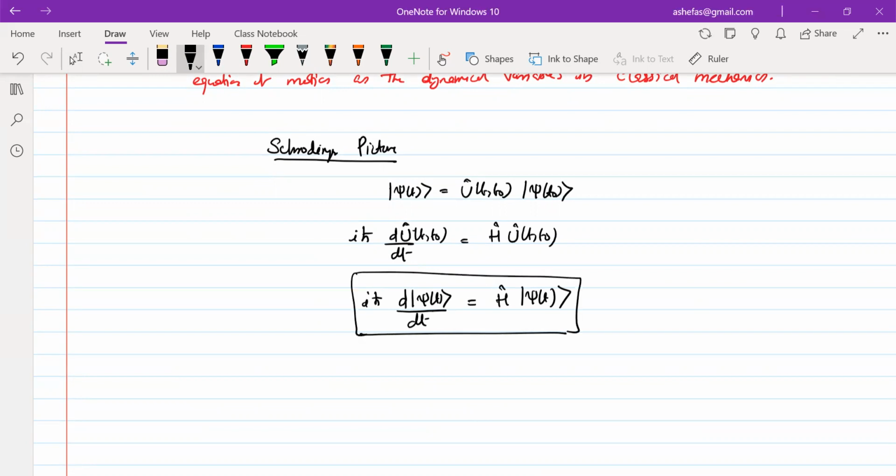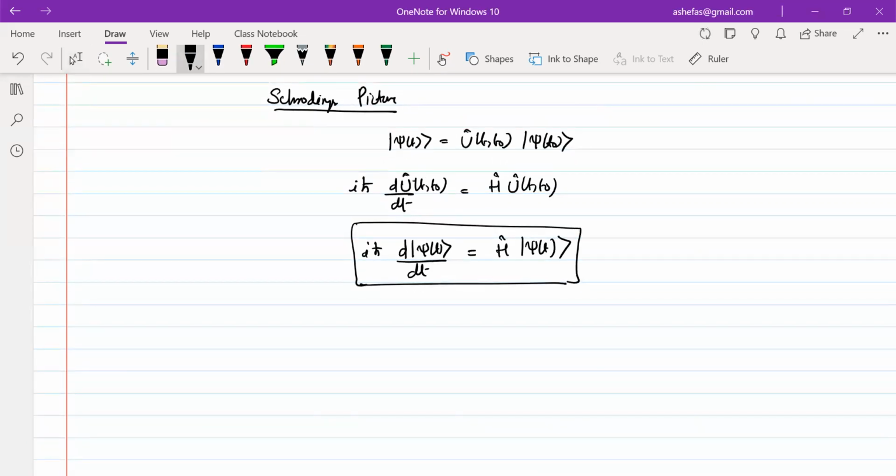which is iħ dψ/dt = Hψ(t), and this is what is called the Schrodinger equation. Now using the Schrodinger equation, we can find the time evolution for the expectation value of any operator. The time evolution for the expectation value of an operator is given by the expectation value of 1 by iħ, the commutator [A, H].